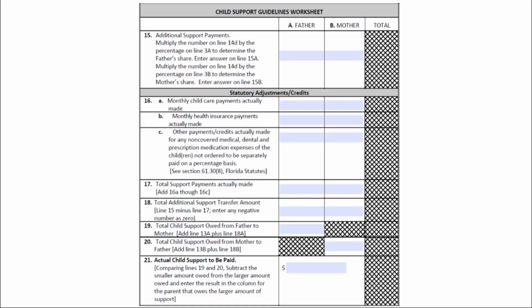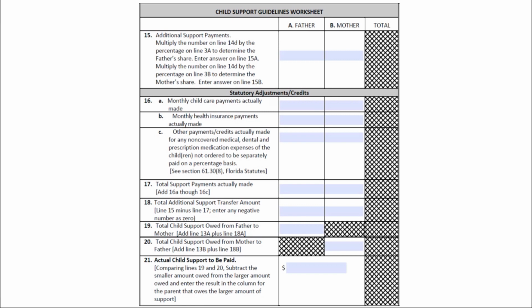Page 5 of the Notice of Filing Child Support Guidelines worksheet completes the calculations for the child support obligations when both parties have substantial overnight time sharing, which is determined as at least 73 overnights for both parties of the minor child or minor children at issue in this case. Section 15 of the Child Support Guidelines worksheet calculates the additional support payments which the father and mother are responsible for.